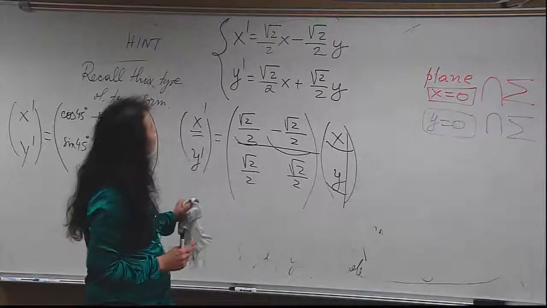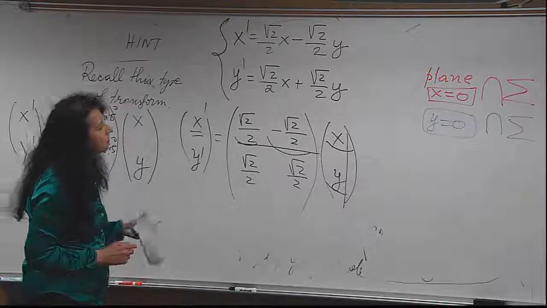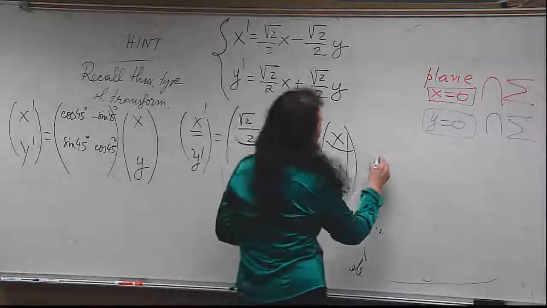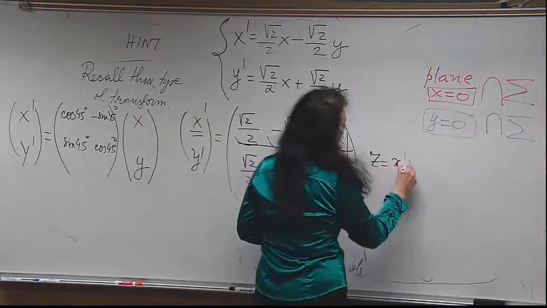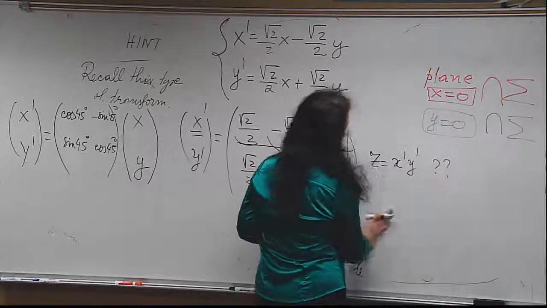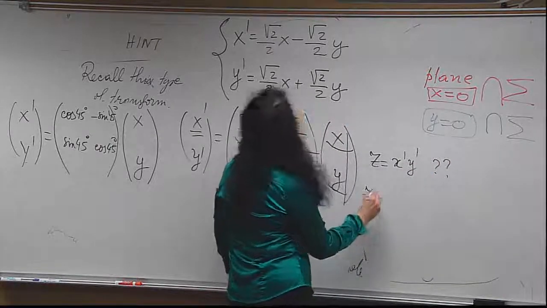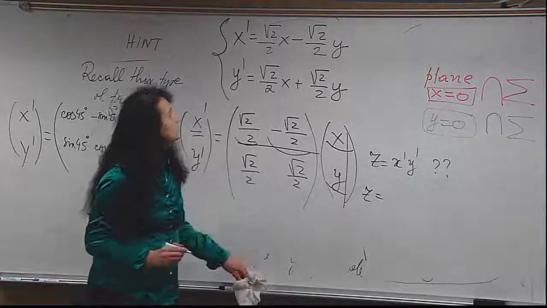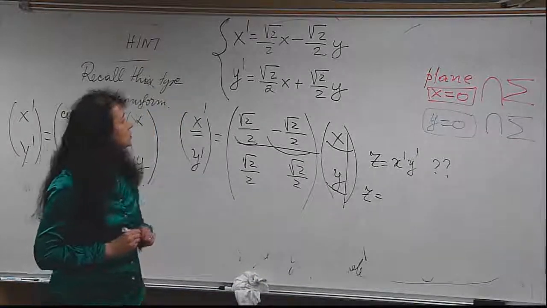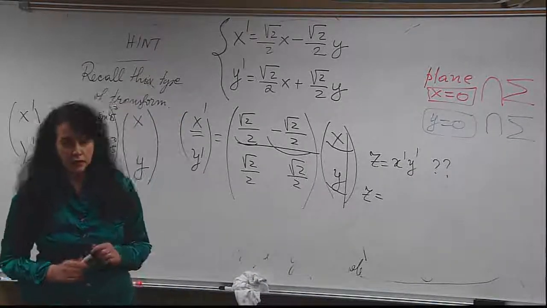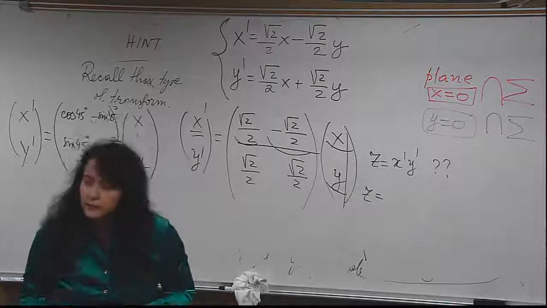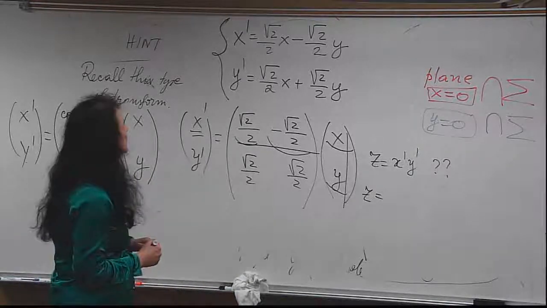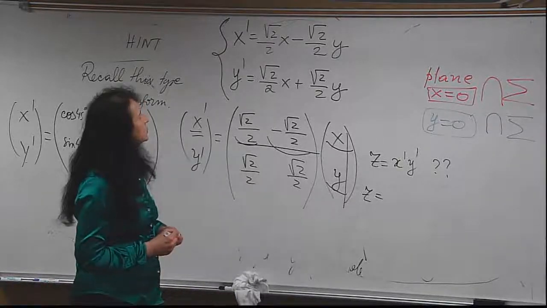Okay, now, what if I multiply x prime and y prime? What do I get? What if I have z equals x prime, y prime? What kind of surface is that? Z equals, you're smart people. You should know how to do that. I'm running out of gas. X over 2, x squared over 2, y minus y squared over 2.